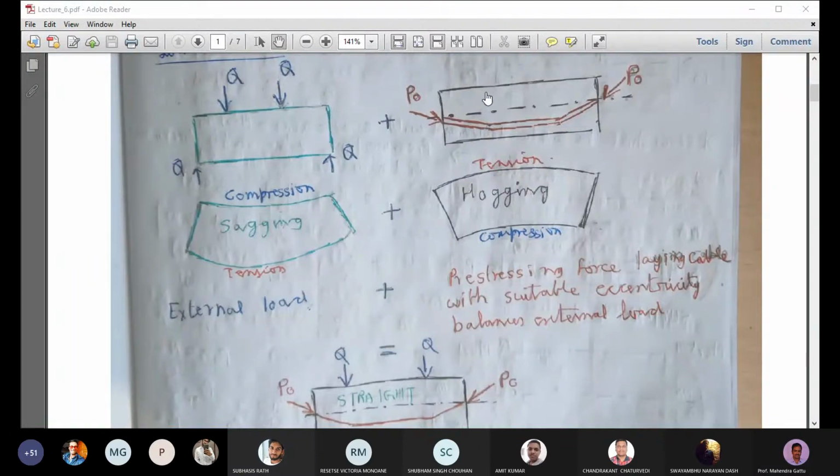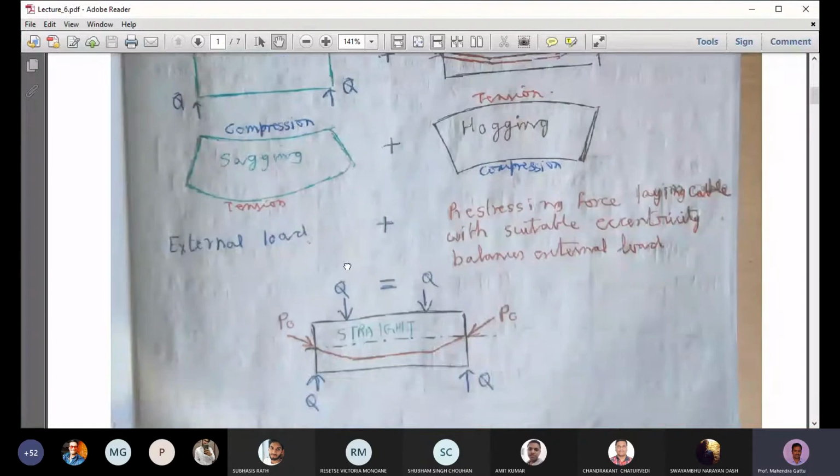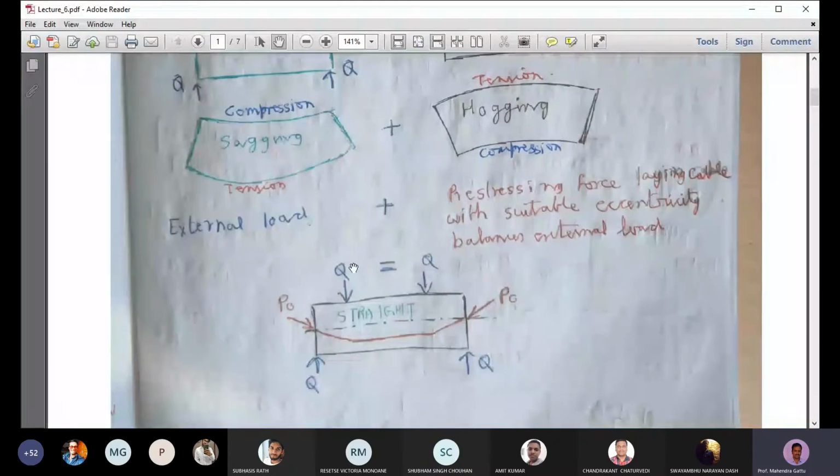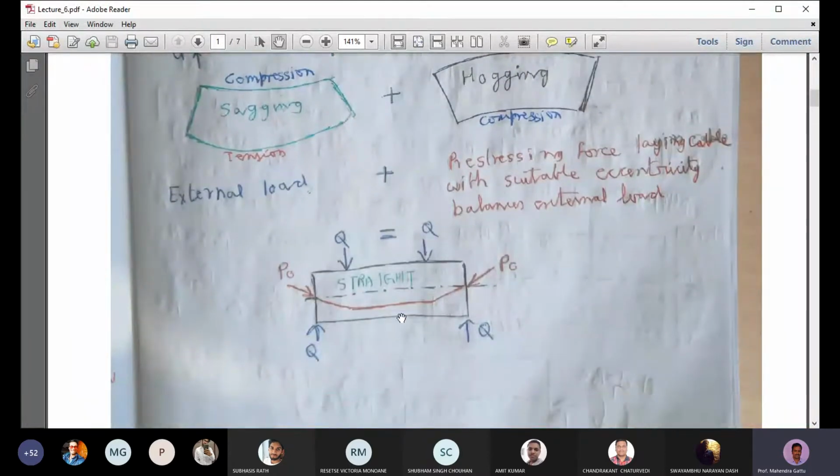So we can provide that cable and apply the pre-stress in such a way that the top fiber goes into tension, the bottom fiber goes into compression, and the whole beam lifts up. Then when you apply the load, because the beam is already lifted up, the beam will straighten and reach a straight curvature. So this is what we can summarize: we provide the cable profile in such a way that the beam will lift up, and when the external load acts, the beam will come back to its straight configuration.